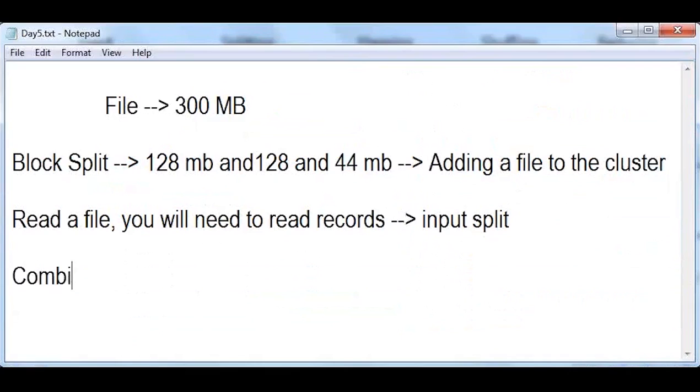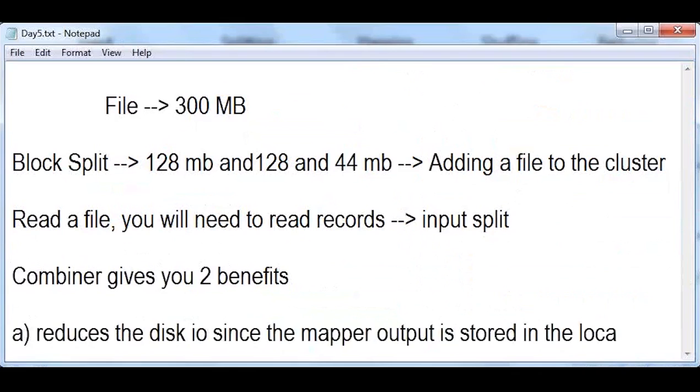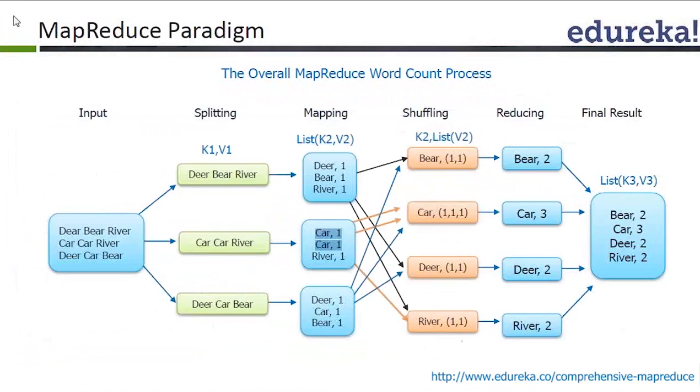So combiner gives you two benefits. One, it reduces the disk I/O since the mapper output is stored in the local disk, and second, combiner will reduce the network I/O. Okay, so this is what is the benefit of the combiner. It will reduce your disk I/O and it will reduce your network I/O. Exactly. So instead of saying car 1 and car 1, if you have done car 2, it would have been beneficial. Got it? So fantastic. So this is the way how the whole thing will happen.